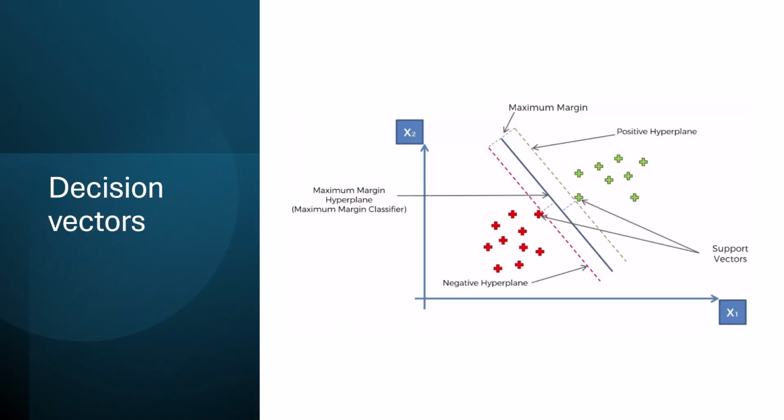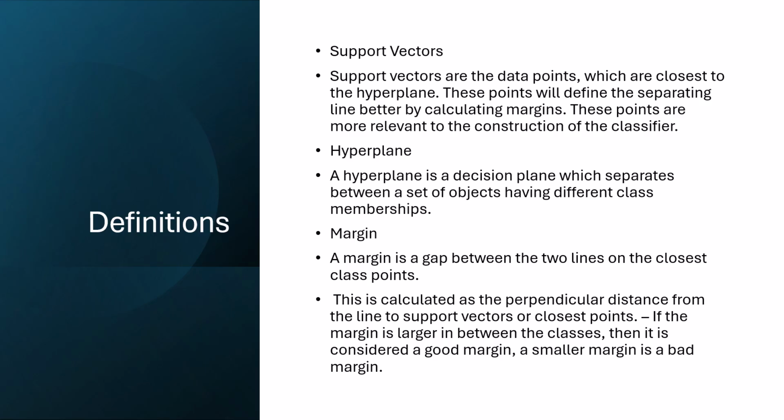The negative hyperplane is the red dotted line, the blue line shows the maximum margin, and the positive hyperplane is on the upper side of the green line. All the support vectors are shown in green. Support vectors are the data points which are closest to the hyperplane. These points will define the separating line better by calculating the margins. These points are more relevant to the construction of the classifier.